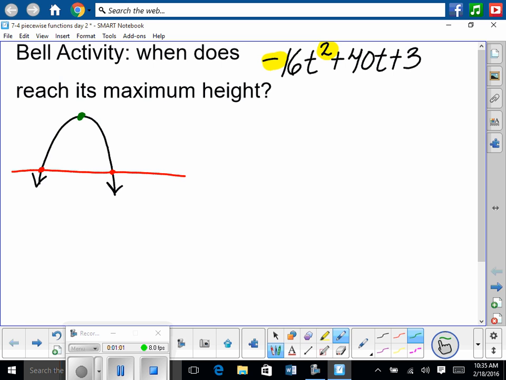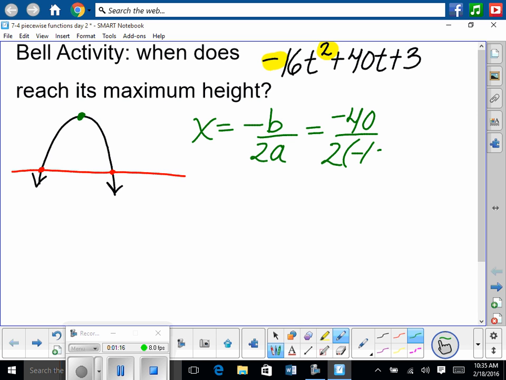So then we say, okay, we know that to find the vertex, you do x is equal to the opposite of b over 2 times a. That formula you've got to have down. So the opposite of b would be negative 40, right? Over 2 times a, which is negative 16. So we get 1.25.